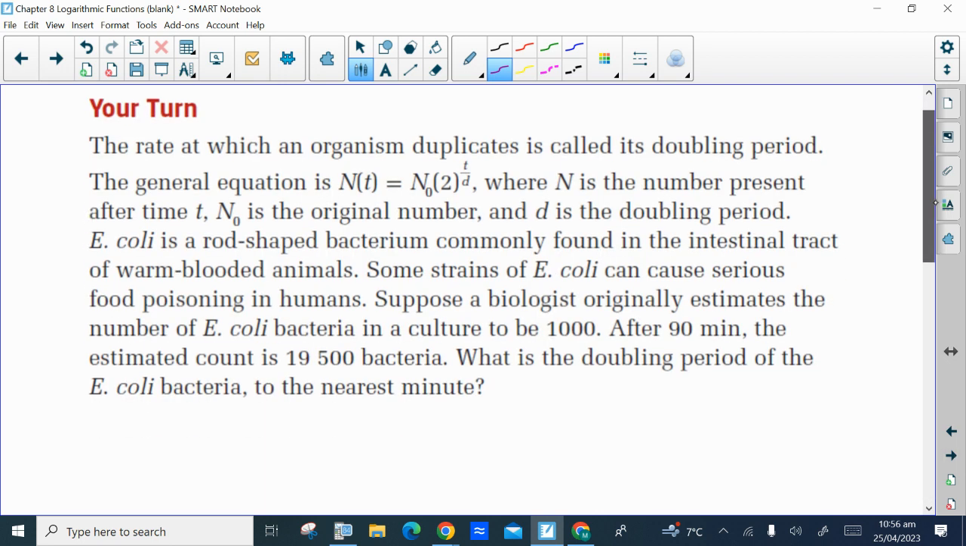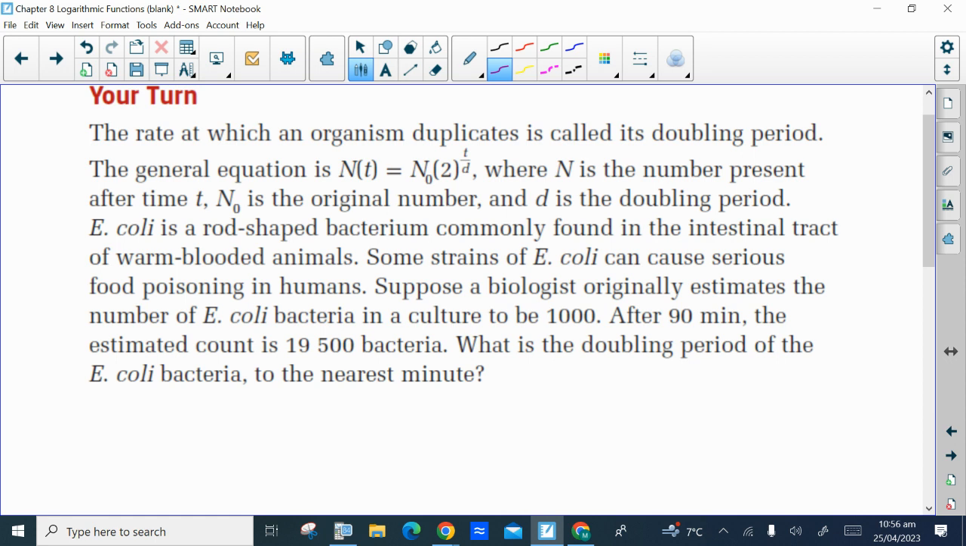So on the next page, we're actually given the equation. The rate at which an organism duplicates is called its doubling period. That's why the base is 2 for this equation, because that is the growth factor, the growth rate, I should say. It's doubling, so the base is 2. The general equation: N at t equals N sub 0 times 2 to the t over d. So this follows the same pattern as our exponential function equation.